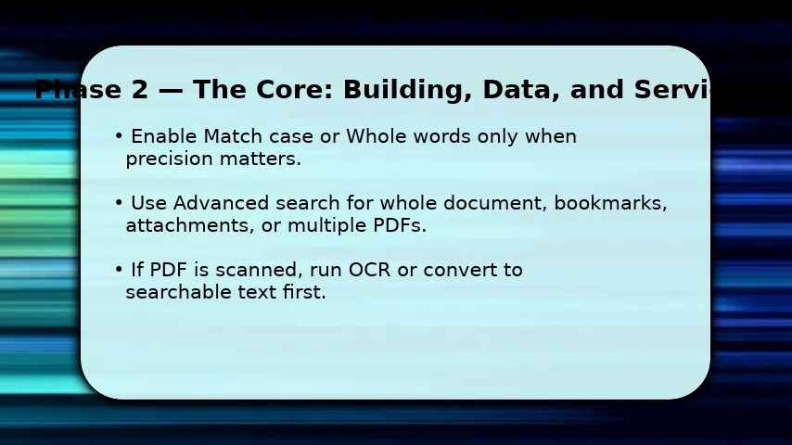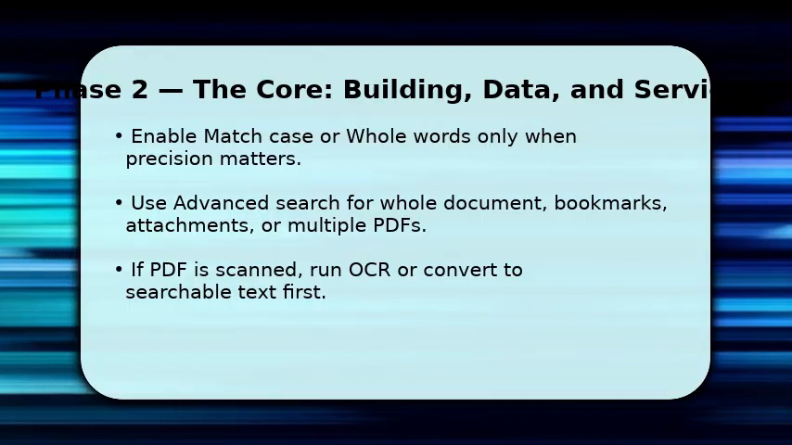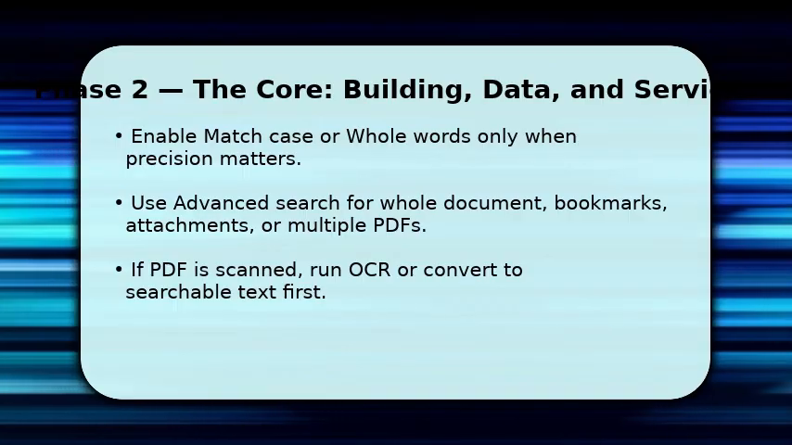For a larger sweep, open Advanced Search to scan the entire document, bookmarks, or even all PDFs in a folder. This saves time. If you're dealing with scan pages, run OCR in your editor first, otherwise the search returns nothing. Once OCR is applied, repeat the find. The editor will locate text that was previously an image, so you won't miss hidden matches.